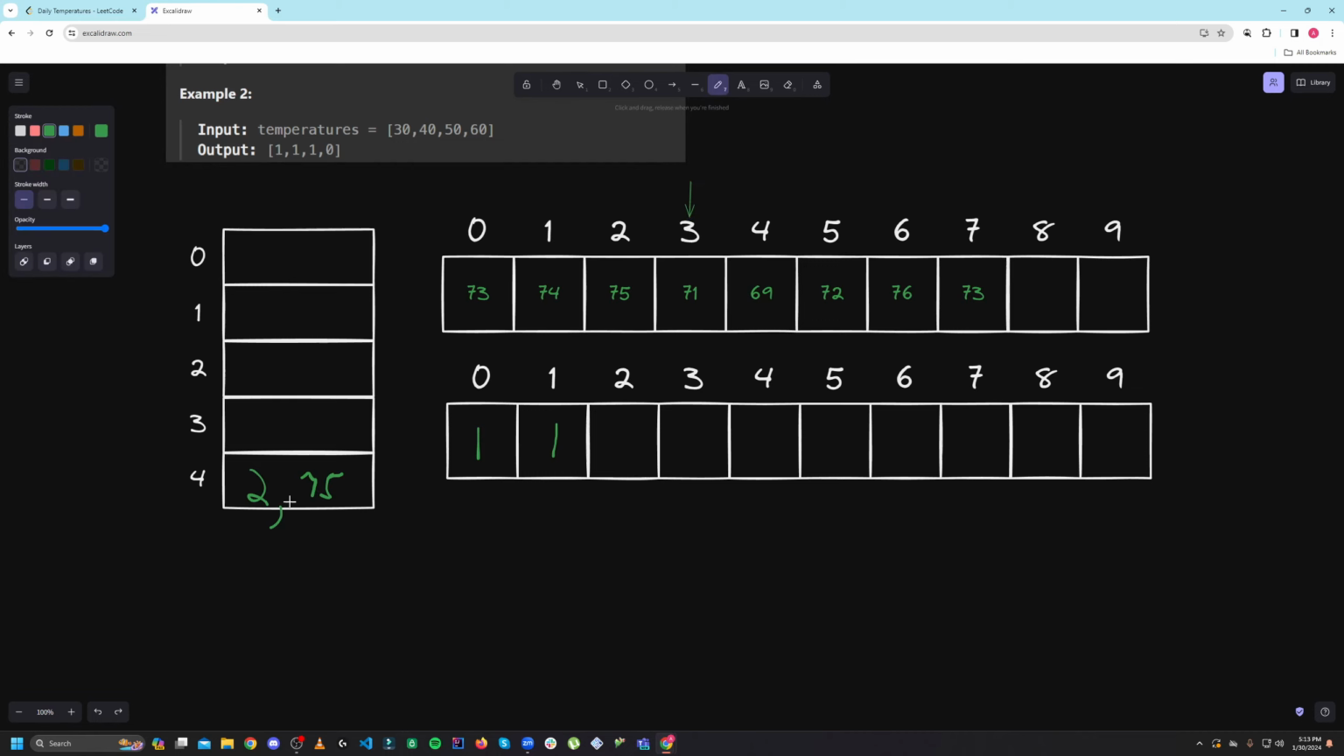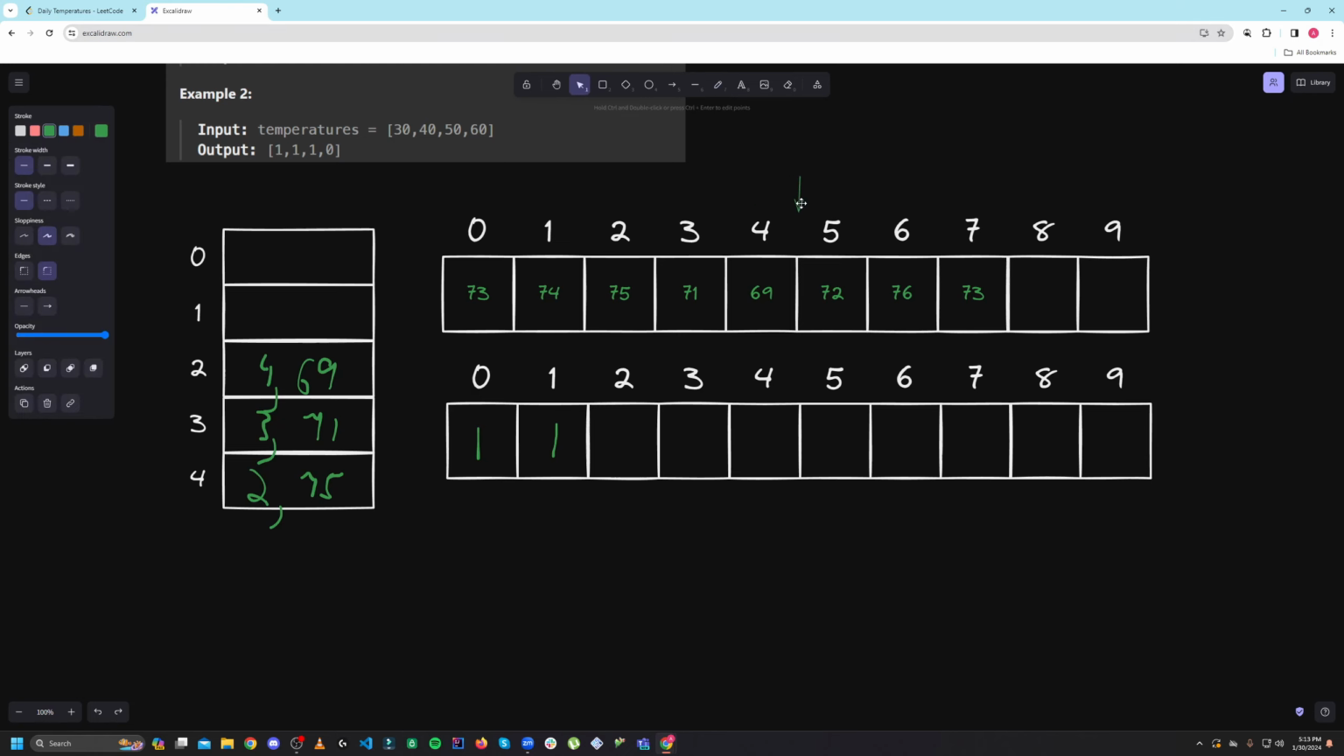Is 71 bigger than the top of our stack? No, it's not. So that means we will store the value and its index, 3. And now we get to 69. Is 69 bigger than the top of our stack? No, it's not. So we will store it. So this is 4, 69.